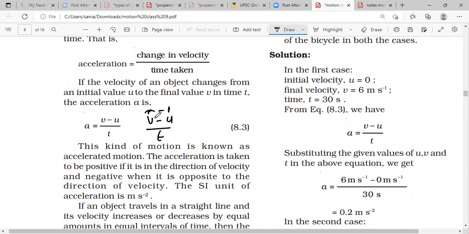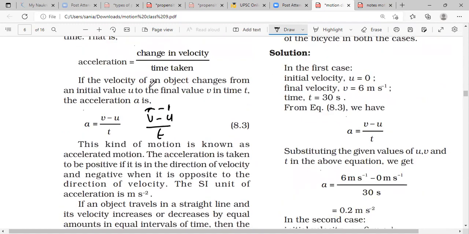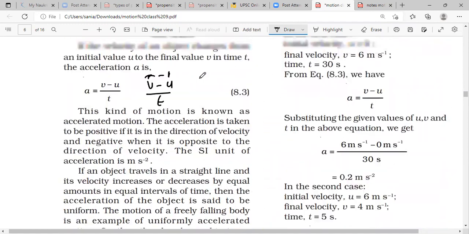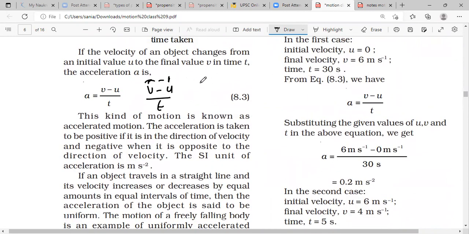You have written the formula now. Just check that formula. So change in velocity is the initial and final velocity, and then you are going to solve it like this only. You just have to put the values. So u is the initial velocity and v is the final velocity. This is your initial, this is your final. Clear?